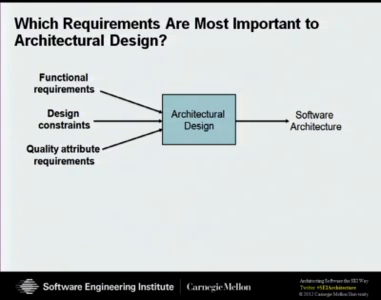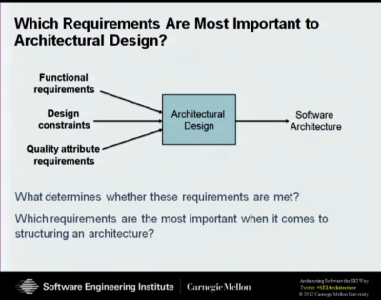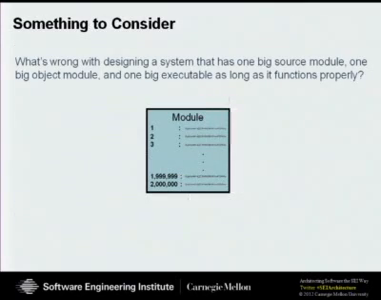So when it comes to the design of your software architecture, what is going to determine whether or not these requirements are met, and which requirements, functional requirements, design constraints, or quality attribute requirements should you take into consideration when structuring your architecture? So what I want you to do is take a second to consider this.